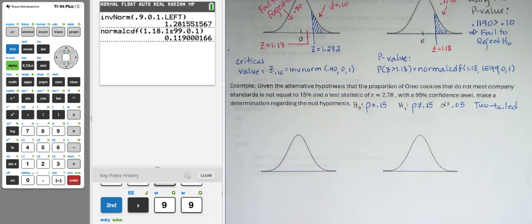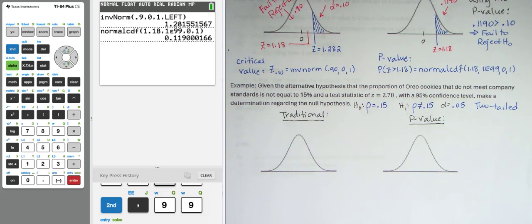Since they're using the notation not equal to, we're going to use our alternative hypothesis that rho is not equal to 0.15. That leaves our null hypothesis that rho, or population proportion, is equal to 0.15. Our significance level is the other 5%, or 0.05, and because we're using the not equal to symbol, this means we are going to have a two-tailed test.